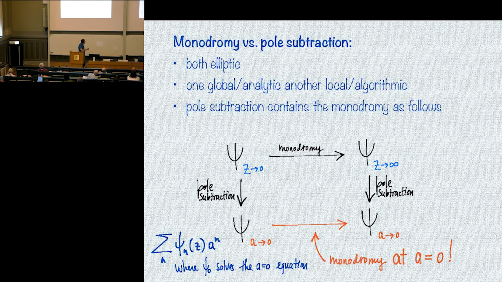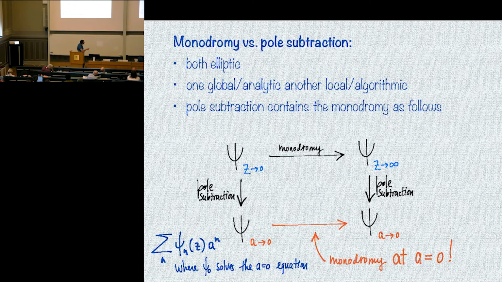the monodromy as follows. Namely, what is monodromy? You have to compare the solution near z equals 0 to the solution at z equals infinity. Well, let's convert them both to a solution near a equals 0. So we had the z solution, and we converted it to the a equals 0 solution. That means the solution has the form of some series in a, and then the coefficients are some function of z.